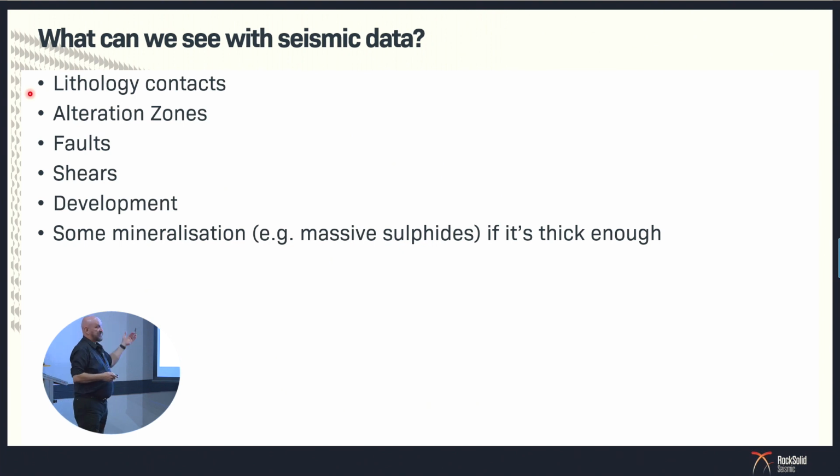But what we do see that they don't see, we see alteration zones, we see mineralisation, we see faults, we see shears, we can see underground development. So if you've got underground development and you put a seismic line across the top of that, you're going to see where that is. And that can give you a depth control in a way that nothing else can. And some types of mineralisation will also show up in seismic data, like massive sulfides.